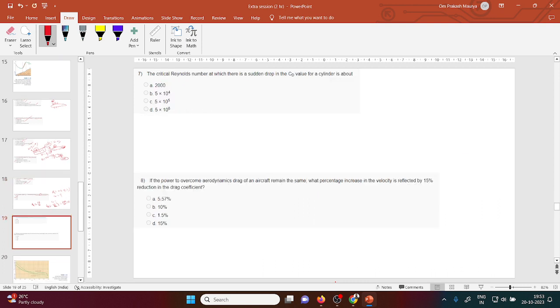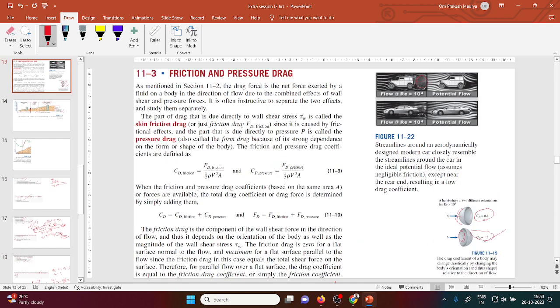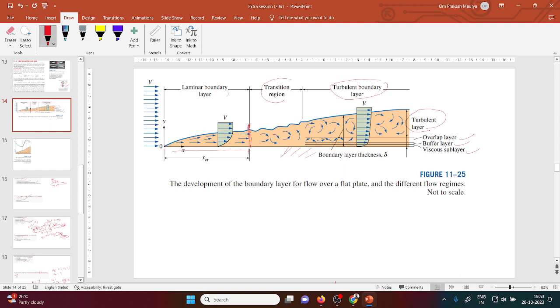Yes, sir. Got it. Now, before going on to question number 7, let me discuss what he was telling. Let us suppose a plate is there, that is the solid body, solid surface, and I have considered a uniform flow here. As the fluid particle contacts this plate, what will happen? The velocity of the fluid particle will be zero.